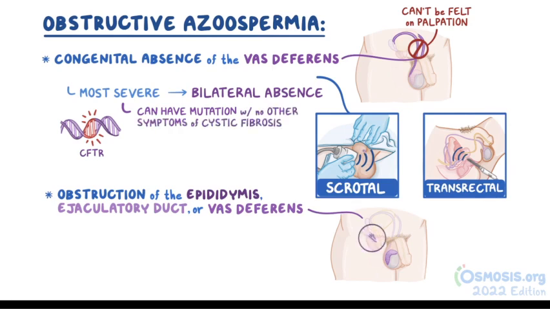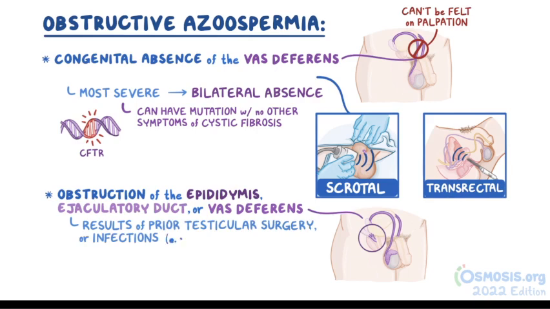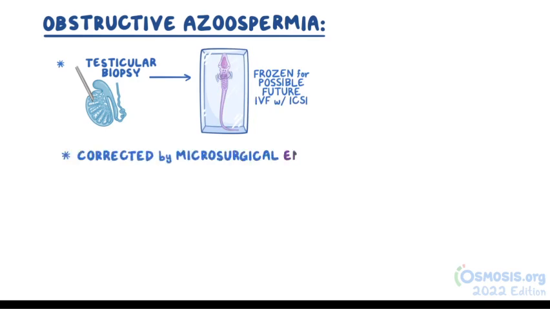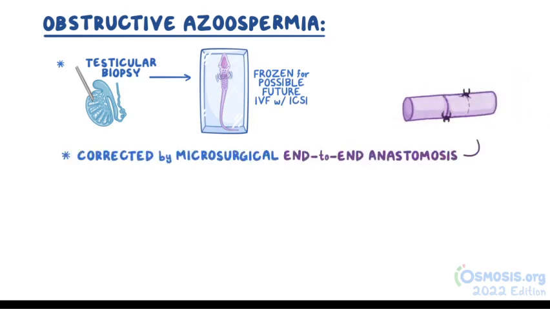Obstructions of the epididymis, ejaculatory duct, or vas deferens can be the result of prior testicular surgery or infections, like viral orchitis in adults who get mumps. They can be diagnosed with a scrotal or transrectal ultrasound. All individuals with obstructive azoospermia should get a testicular biopsy, and if sperm is found, it can be frozen for possible future use in IVF with ICSI. Sometimes, these obstructions can be corrected by microsurgical end-to-end anastomosis to bypass the obstruction.